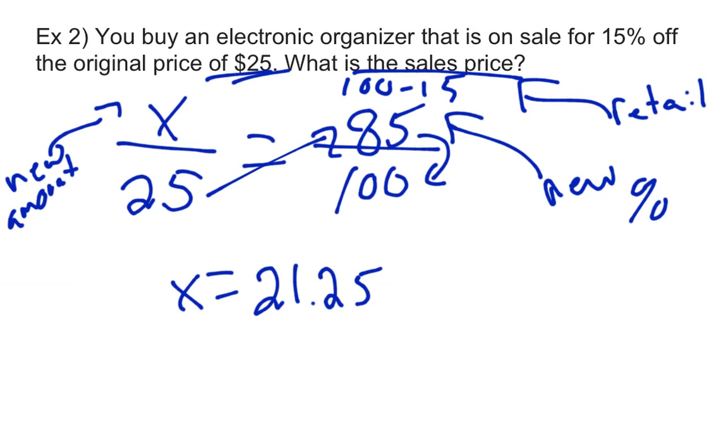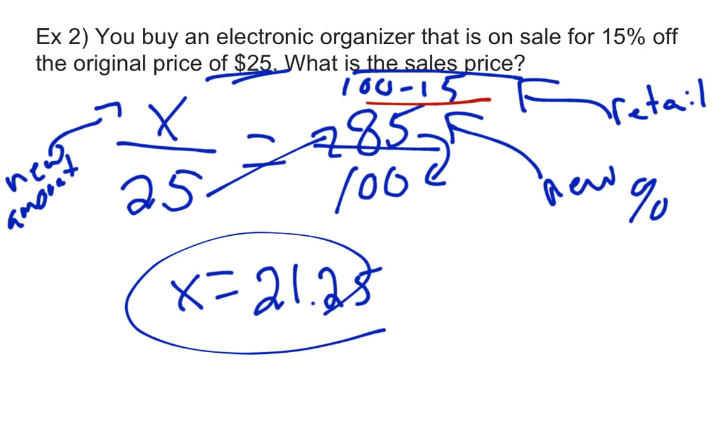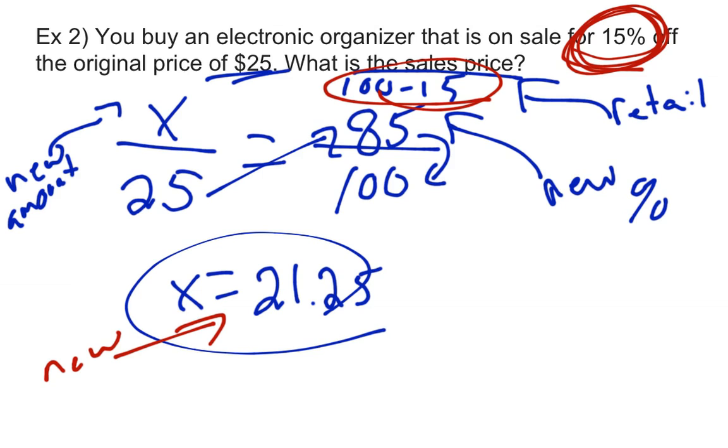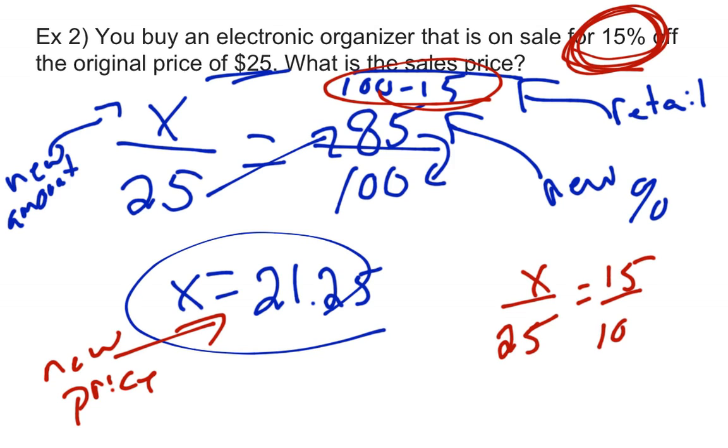$21.25. So what this saves us by taking care of the percent right here, doing 100% minus the 15% that's going down and making it 85%, is that it allows me to get the new amount right away. The new price after the sale is going to be $21.25.